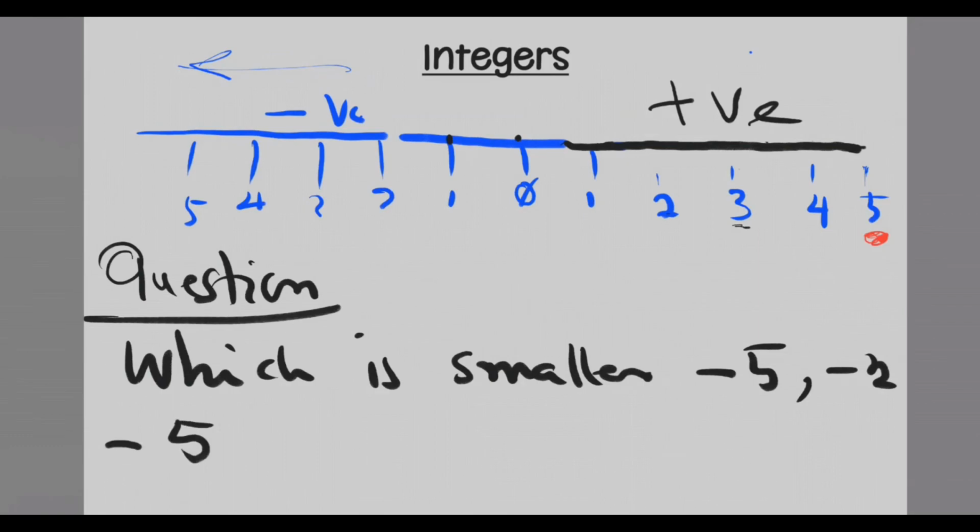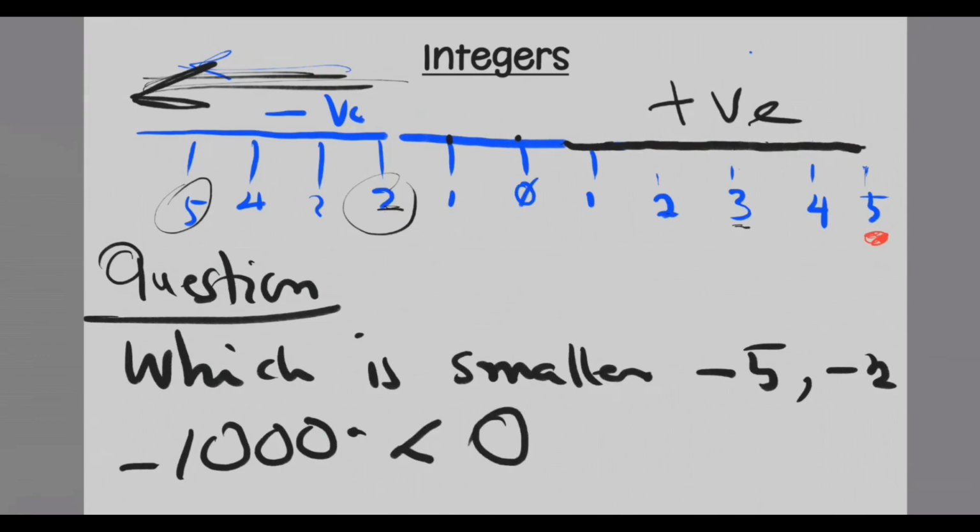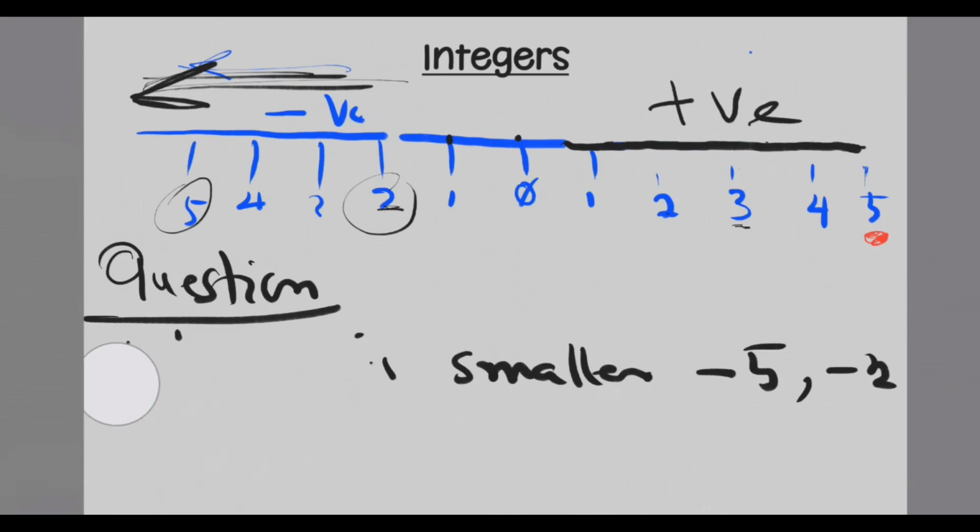Why is it -5? Because again, as you go more left on the number line, the numbers become smaller. 2 is right here and 5 is right here. So as you go to this side, the numbers become smaller. That means minus 1 million, minus 1,000 is actually less than 0. Okay, it's smaller than 0. So as your minus number becomes bigger, it becomes smaller.